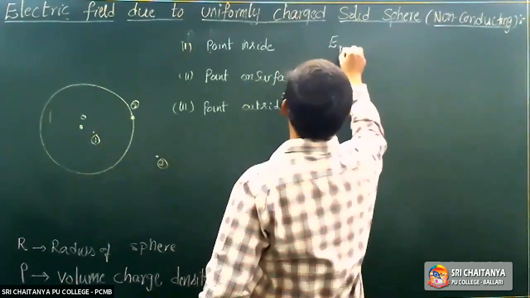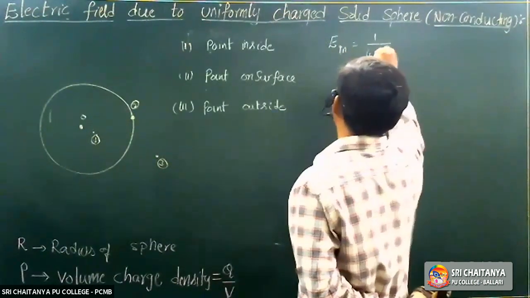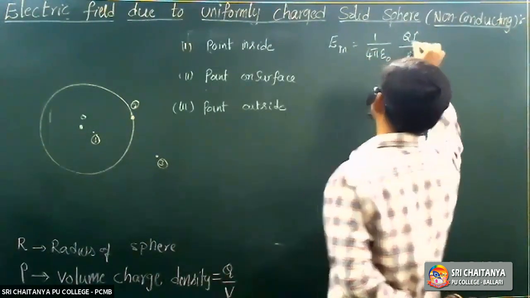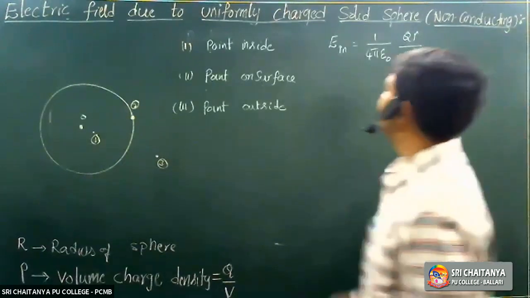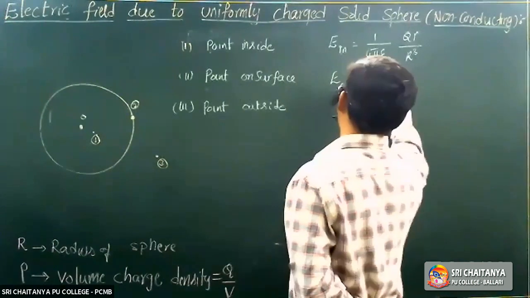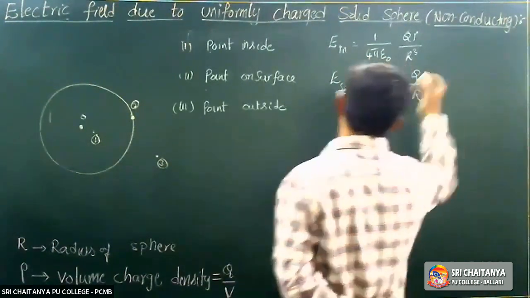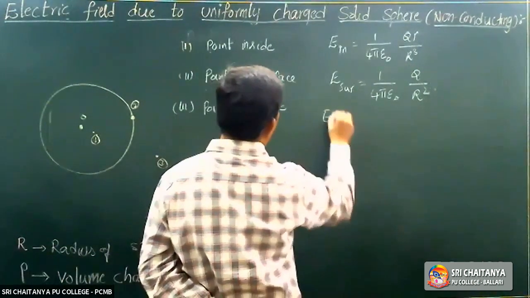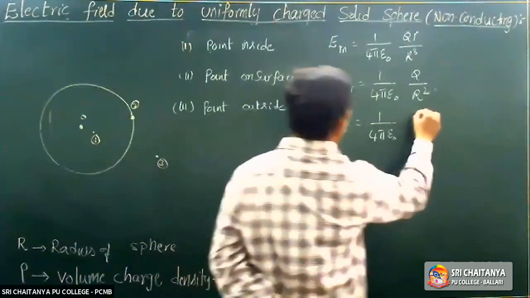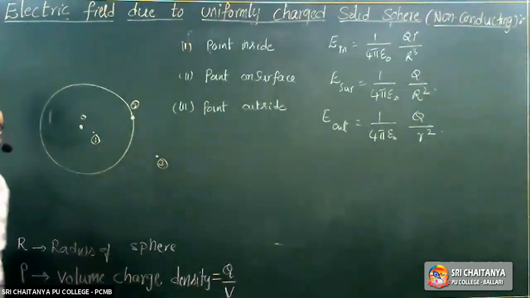E inside. What did we get? 1 by 4 pi epsilon naught Q small r by R cube. Just check once. And for the point on the surface, E surface is 1 by 4 pi epsilon naught Q by capital R square. Point outside: 1 by 4 pi epsilon naught Q by small r square. These are the formulas we got.